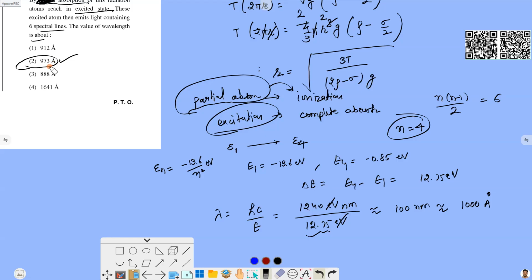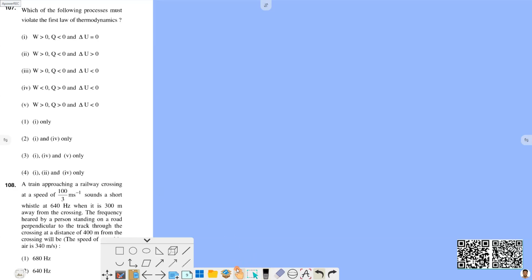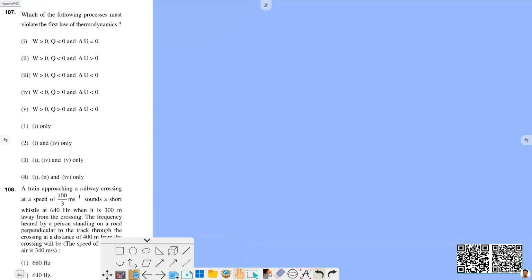So let's move ahead to the next one. This is question number 107. Which of the following processes must violate the first law of thermodynamics? Now the first law of thermodynamics: delta Q is equal to delta U plus delta W. Moving with the first one, it is given that W is greater than 0, so this term is positive, and Q is negative, so this term is negative. So this delta U has to be negative, and it is given equal to 0. So the first one is wrong here.